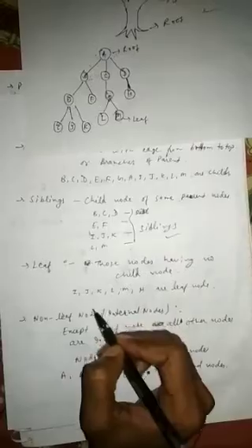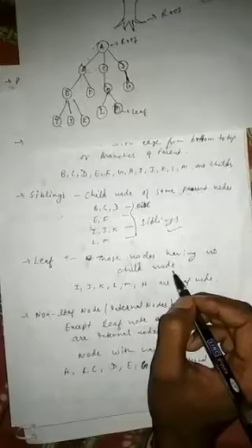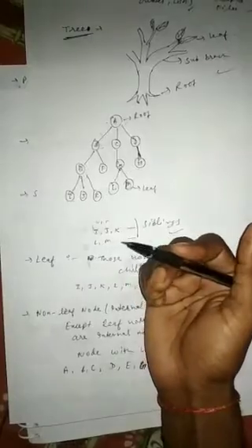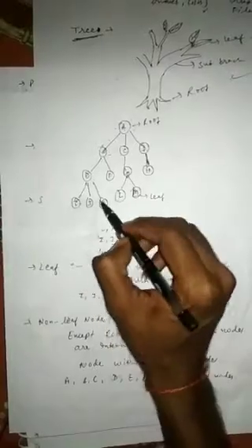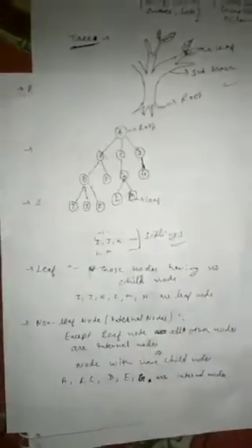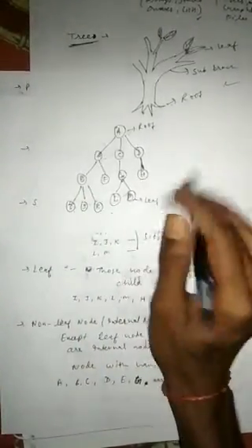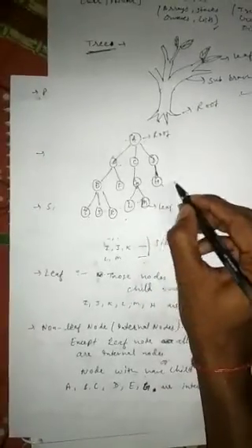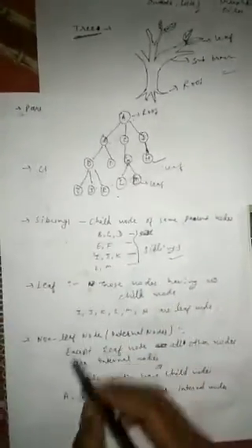Then leaf nodes: those nodes having no child node. A leaf node is the last node of a tree, so how can it have any child? So I, J, K, L, M are leaf nodes because they have no child node. After this there is no child, so that's why H is also a leaf node.